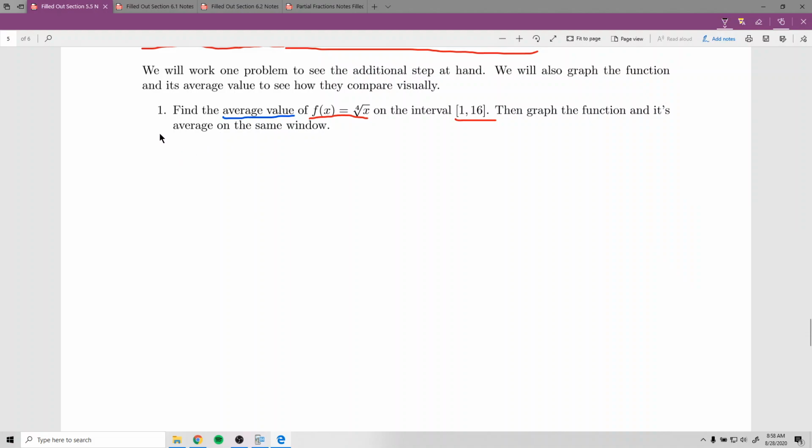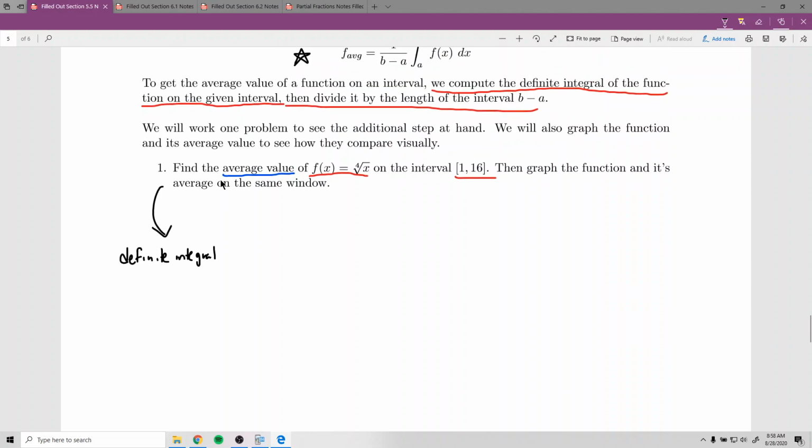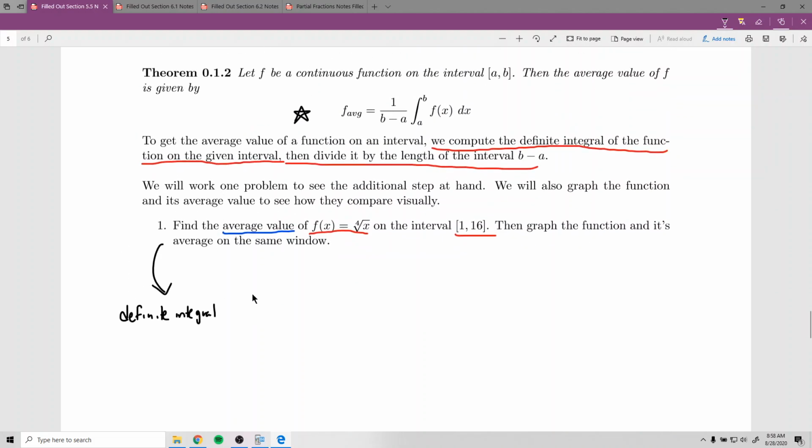All right, but the average value means we want to do the definite integral. And let me just scroll up so you can see the formula, be reminded of that. We start by doing 1 over b minus a. Now a is the smaller number and b is the bigger number. So we got 1 over 16 minus 1. Then we integrate from 1 to 16, from a to b, our function, the 4th root of x dx.